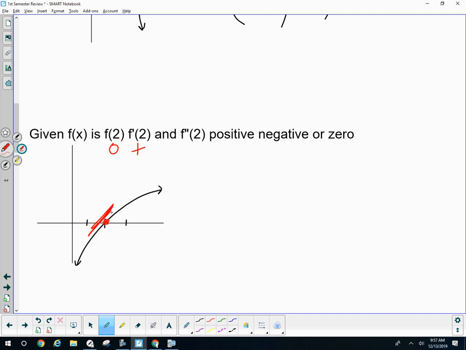Well, I notice that this function looks like it's concave down. So f is concave down. That means f double prime must be negative. So 0, positive, negative. If I were to order this from least to greatest, you would say f double prime is the least value, that is less than f of 2, which is less than f prime of 2.